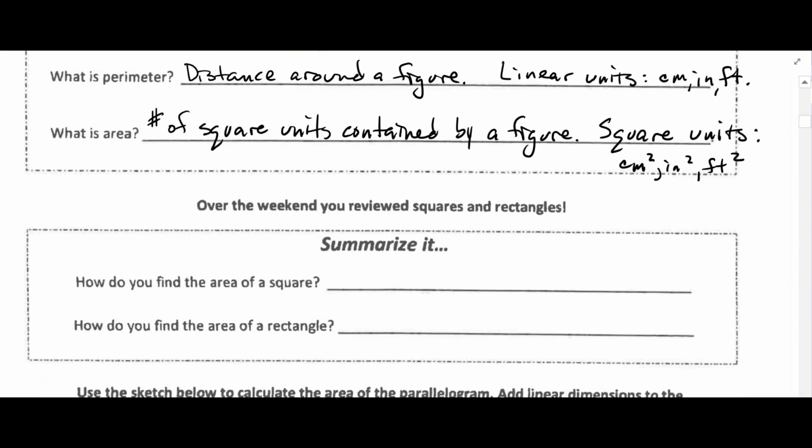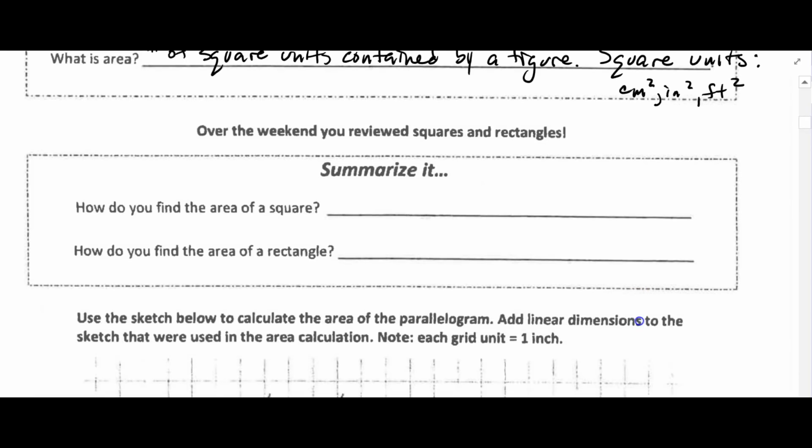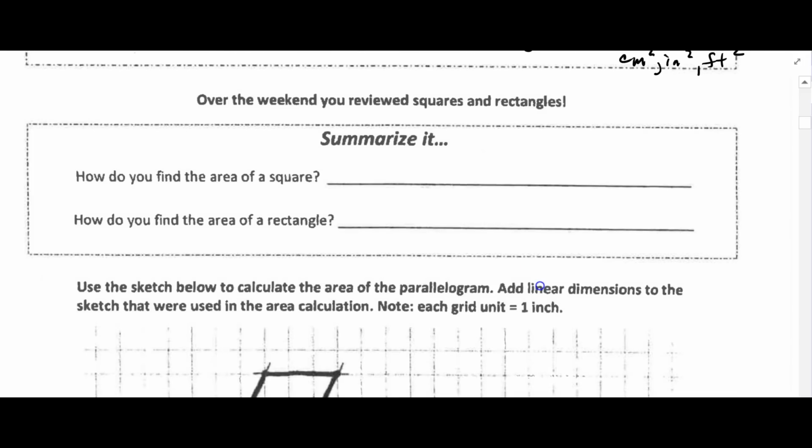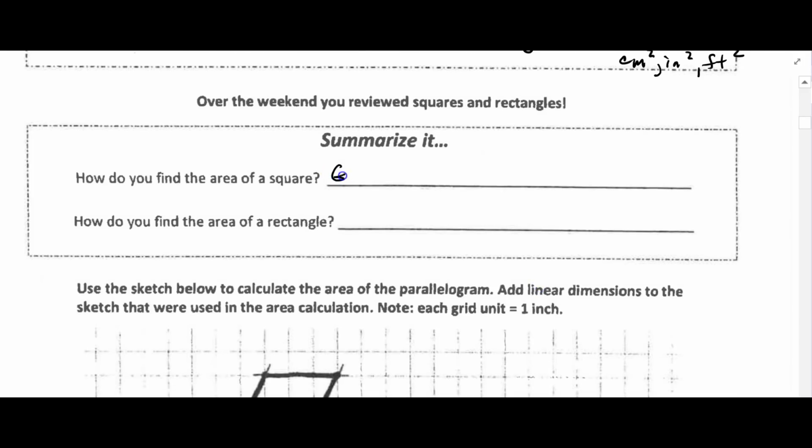Alright, and then last time in class you were reviewing area of a square and area of a rectangle. So how do you find the area of the square? Given length of sides s, normally we use the variable s for the length of the sides, the area of a square is equal to s squared, or s times s if you prefer.